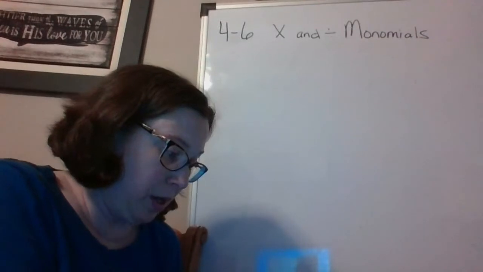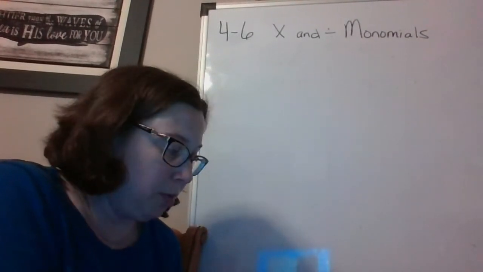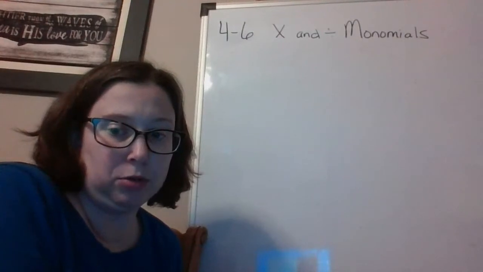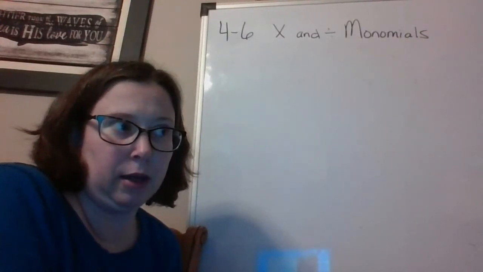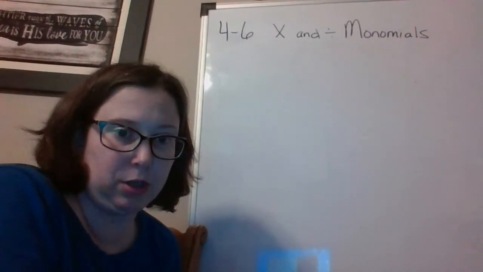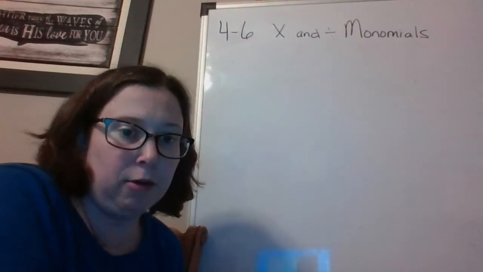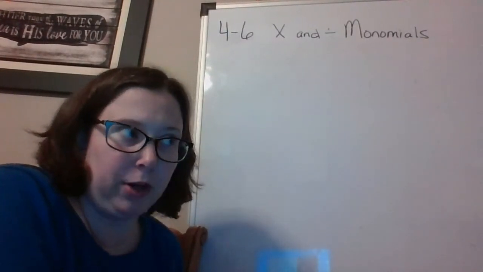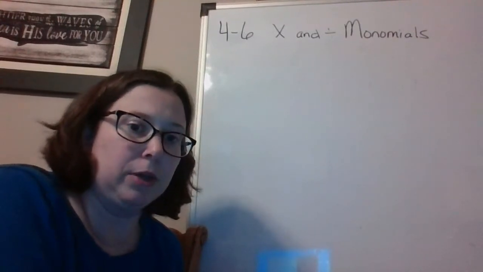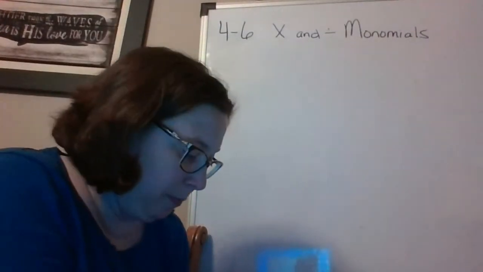So the first thing that we're going to talk about is multiplying monomials. Please remember that monomials are anything that has numbers and variables. It can have multiplication, it can have division, which means it can have exponents, but it cannot have addition or subtraction signs. So we have numbers, we have variables, we have exponents, and they're all being multiplied or divided.